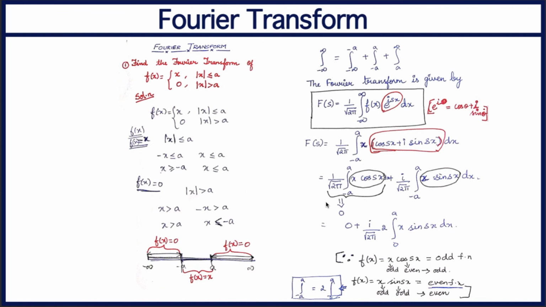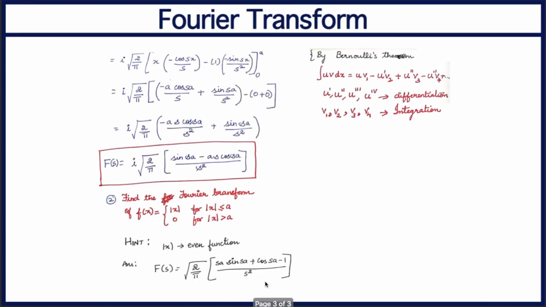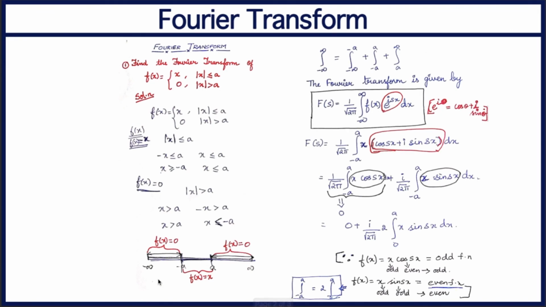So only the first term will be there, and you can try out that sum, and the answer is f of s equal to root of 2 by pi times (s a sin sa plus cos sa minus 1) divided by s square. You can try it out and find the answer given here. If you have any doubts, just comment, and I'll clear it for you. So with this, we have finished the first problem. Thank you.